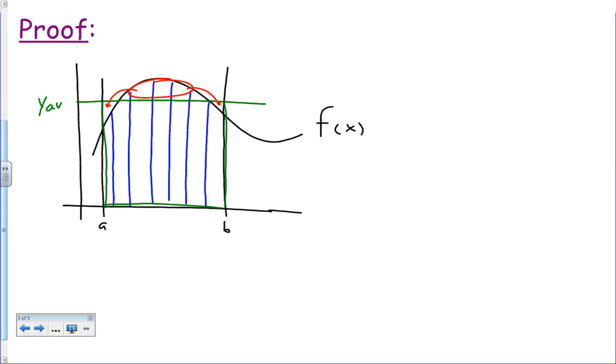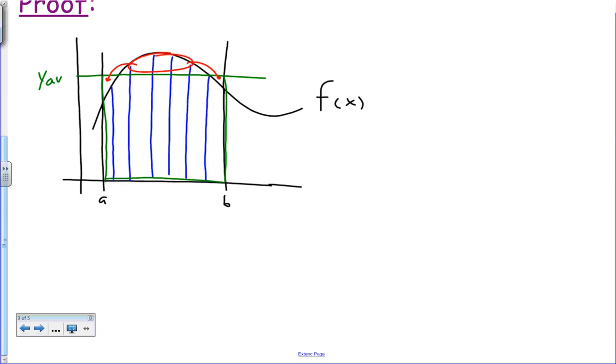And so those two, since I'm just moving area from under the curve to fill in these little gaps here to end up with this rectangle, those two areas must be the same. The area of the rectangle is equal to your definite integral.